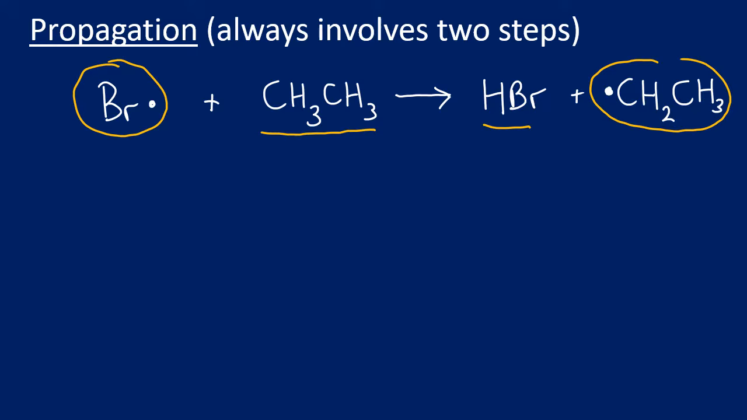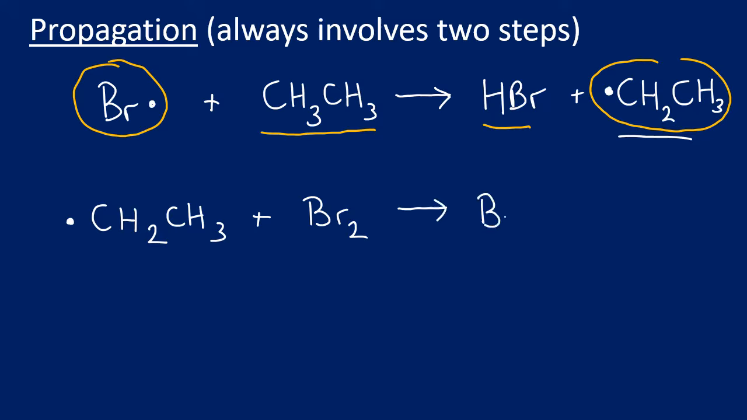The second step of propagation requires this new free radical that we've just formed. So I'm just repeating this new free radical from here. This time it will react with the halogen and not the free radical. So it goes back to Br2. So it's reacting with Br2 here. And now what we do is we form our product. So the bromine now will be bonded to that carbon that was a free radical. So the bromine's now bonded to that carbon.